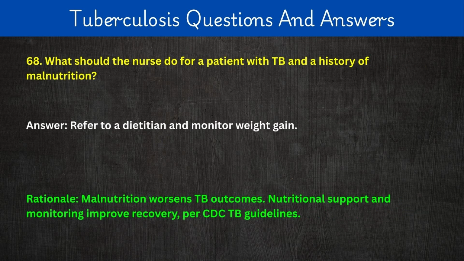68. What should the nurse do for a patient with TB and a history of malnutrition? Answer: refer to a dietitian and monitor weight gain. Rationale: malnutrition worsens TB outcomes. Nutritional support and monitoring improve recovery, per CDC TB guidelines.